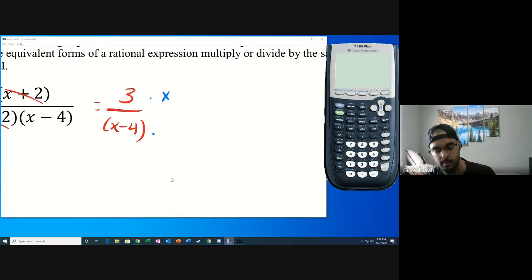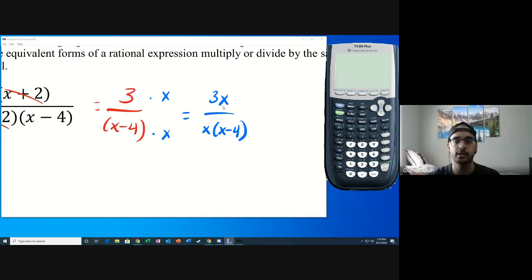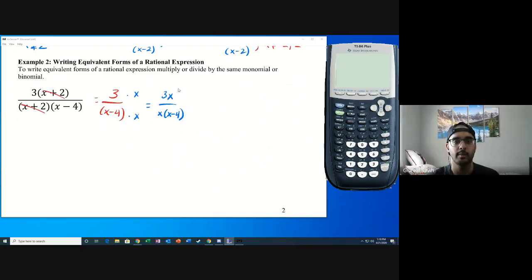If I multiply top and bottom by x, this would tell me I've got 3x on top and x times x minus 4 on the bottom. Both expressions mean the same thing because the x's can then cancel out. So you can create as many ratios or expressions as you want, whatever it is you need to do to fit your needs, as long as you do the same thing to the top and bottom. So you could divide, you could also multiply.